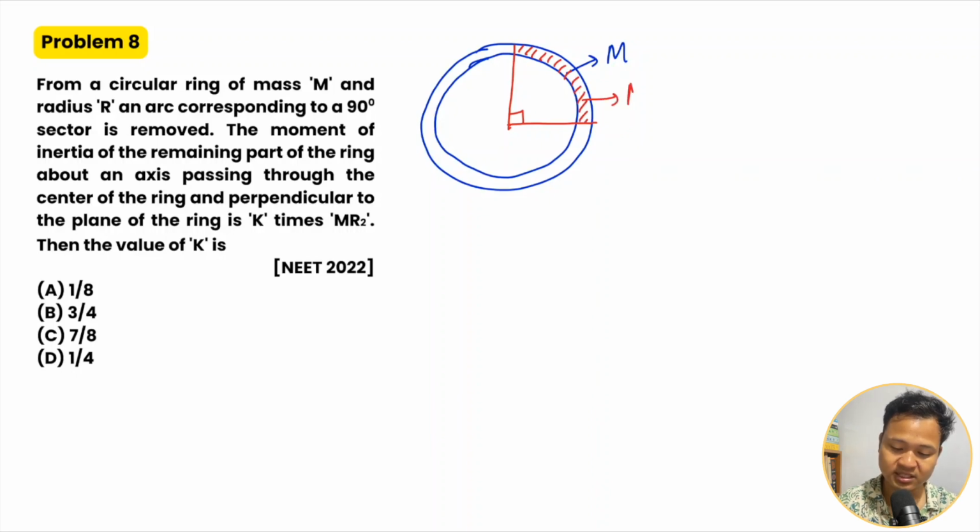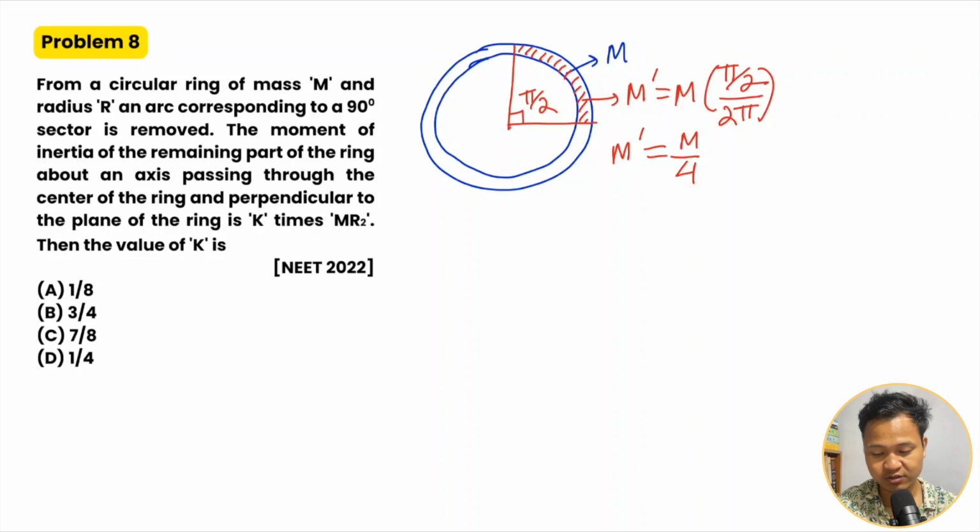So total mass into theta divided by 2 pi. Theta is pi by 2, so pi by 2 divided by 2 pi. So the mass should become m by 4. Okay, now I got the mass.